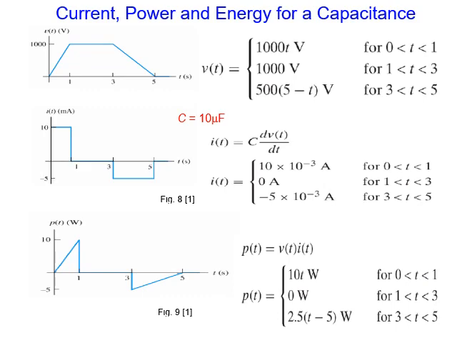Now, current, power, and energy for a capacitor. As you remember, this is the voltage given here from 0 to 1, from 1 to 3, 3 to 5. You can see here, I wrote the piecewise function for the voltage. First of all, you need to find the formula from the figure. You see here, from 0 to 1, this is the first part. From 1 to 3, this is the second part. And from 3 to 5, this is the third part.